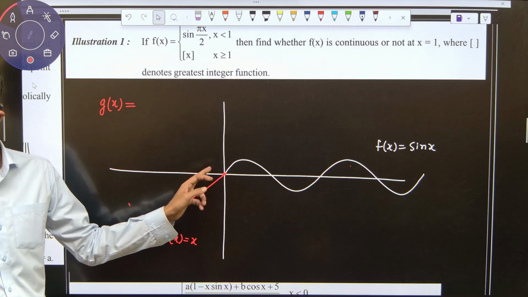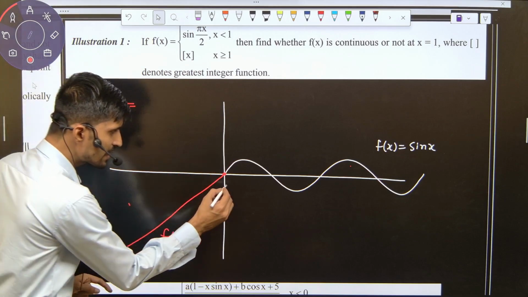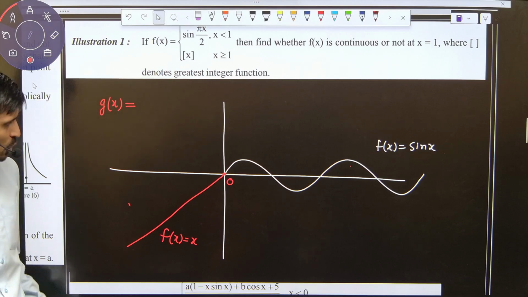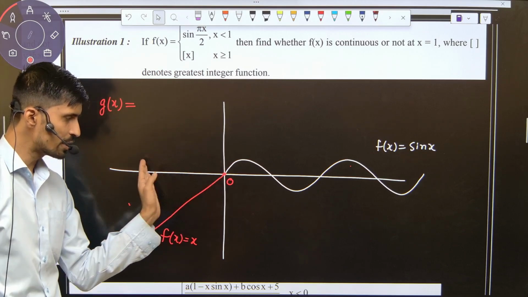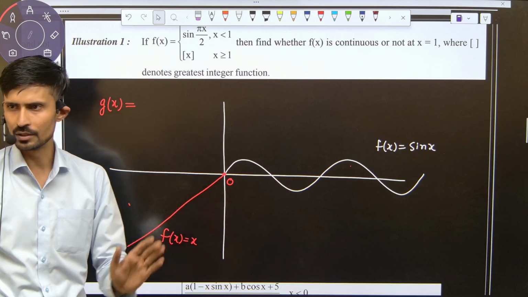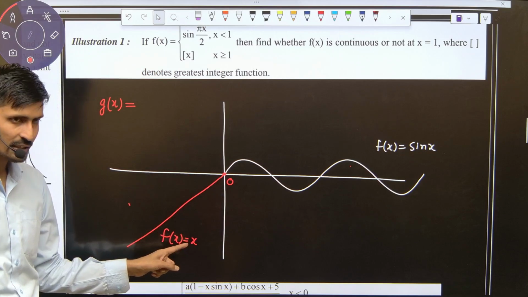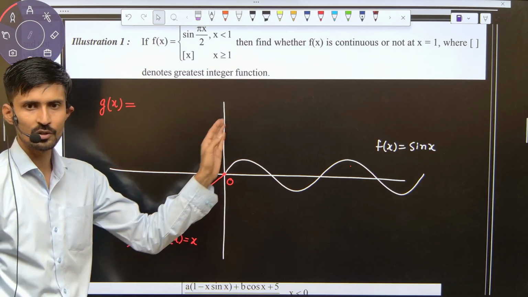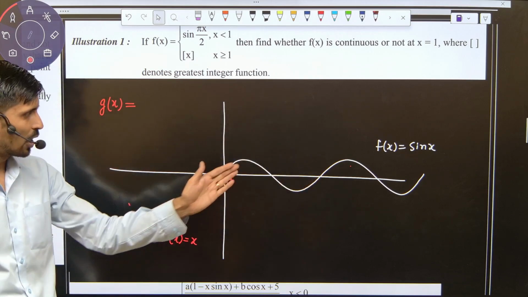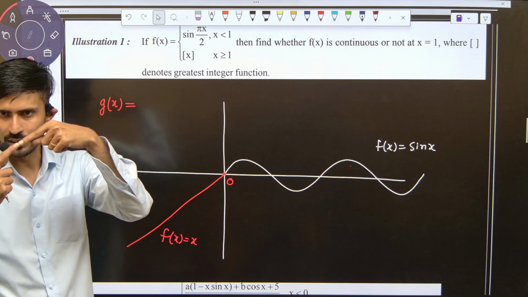Come here. And this point's x coordinate is 0. What is the x coordinate? 0. So before this point the x coordinate will be less than 0, and after this point the x coordinate will be greater than 0. It means when the x coordinate is less than 0, we have to consider this function, and when the x coordinate is greater than 0, we have to consider that function. It means at x is equal to 0, two different functions are getting joined.